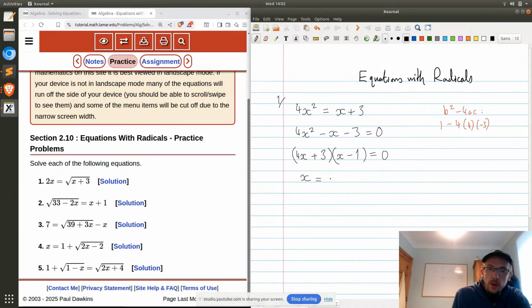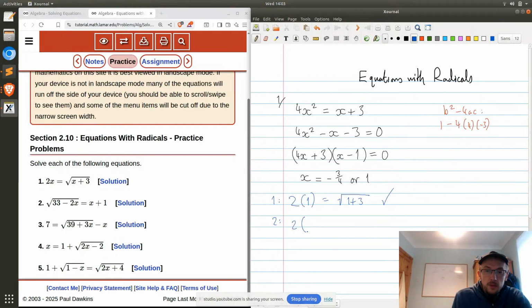Okay. So x is what? Negative 3 over 4 or 1? You know what? Check. Just simply check. Check everything. So first checking 1. 2 times 1, is that equal to the square root of 1 plus 3? True.